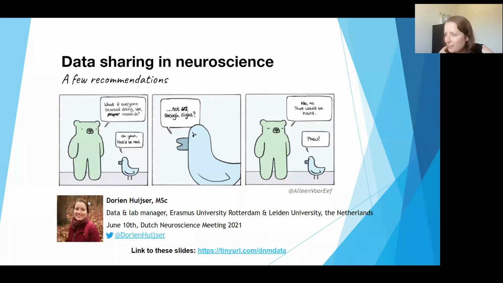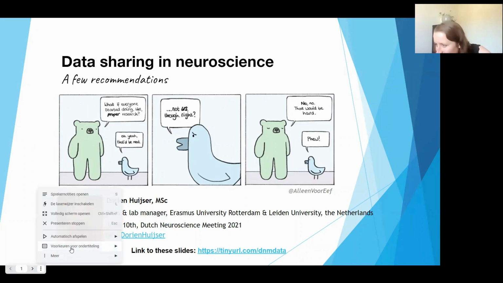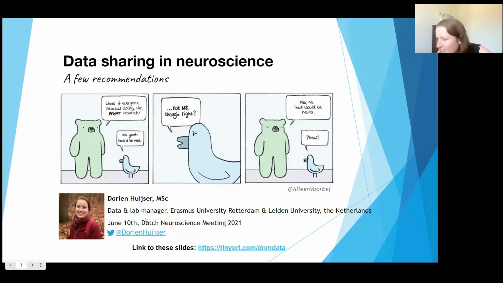Thank you. Let's see if screen sharing actually works. Are you seeing the correct screen? Okay, I'm seeing nodding head. Nice. I'm also going to try this.